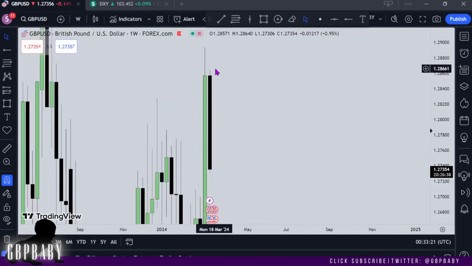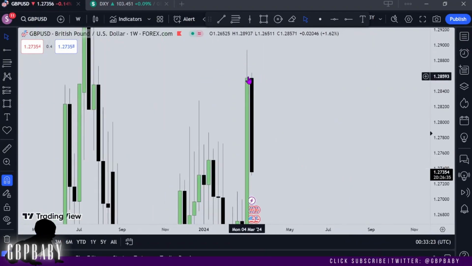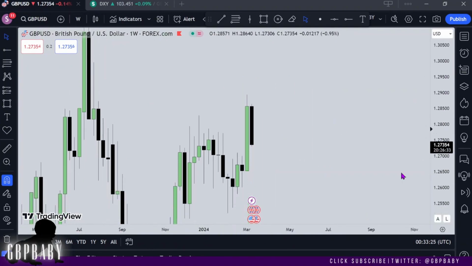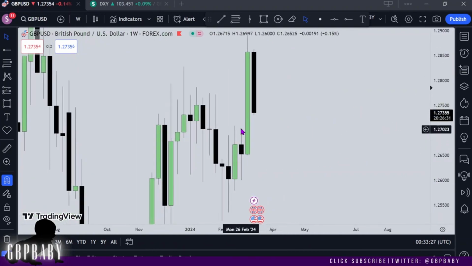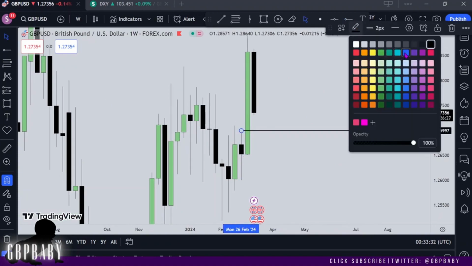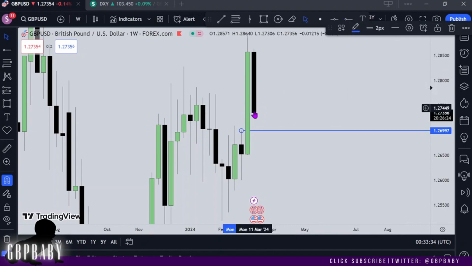Obviously you can see how we've now treated this wick as a rejection block and traded aggressively lower. So what are we running towards? Well, we simply have to look to the last down close candle, which is here, bullish order block. So again, if dollar does manage to trade higher, then we can anticipate GBP to attempt to trade down into this bullish order block.